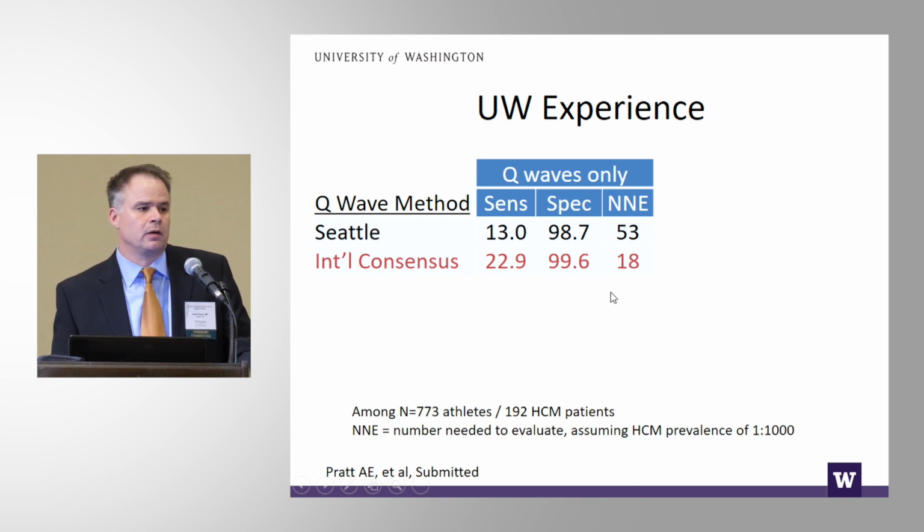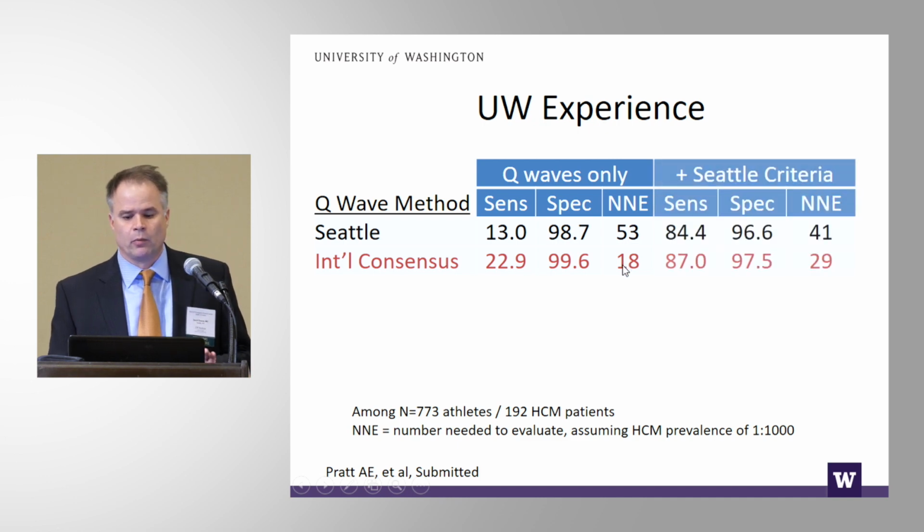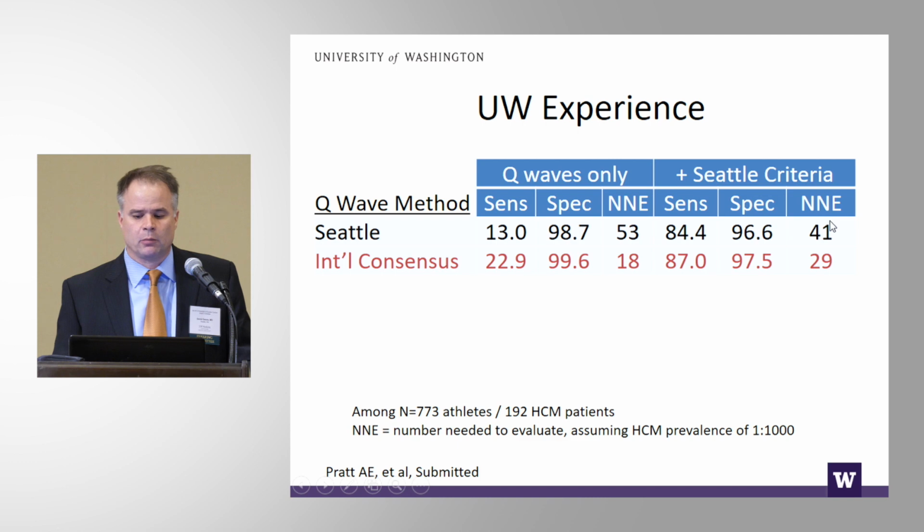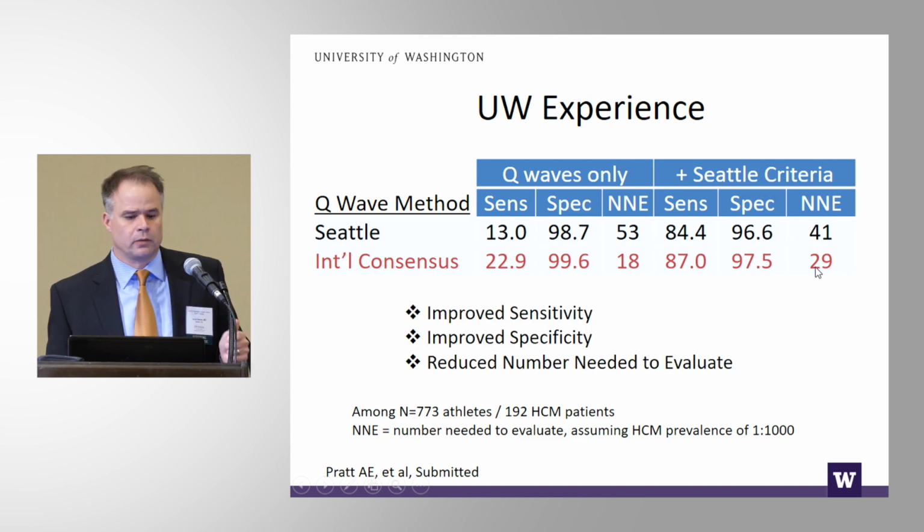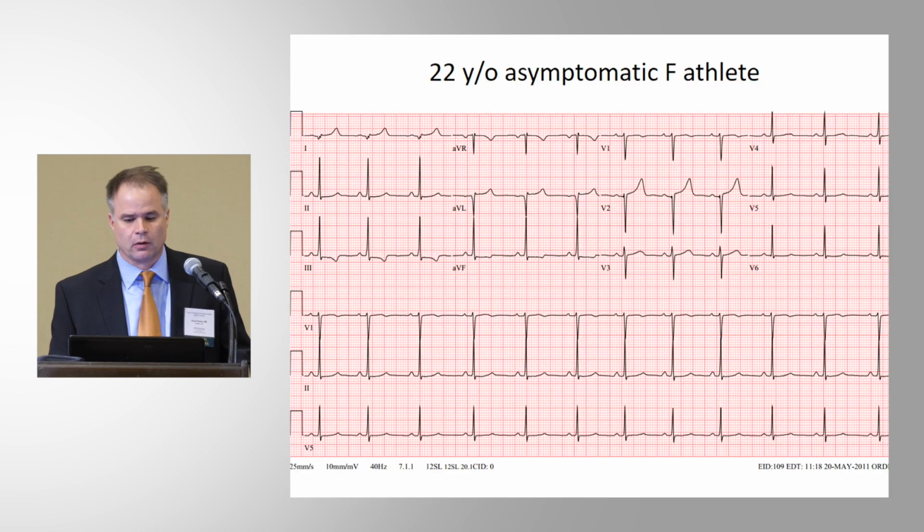But importantly, the number needed to evaluate, the number of abnormal ECGs that we're picking out and saying you need to be evaluated to detect one case of hypertrophic cardiomyopathy, goes from 53 to 18 just by making that one change. When we combine it with all the other Seattle criteria that are involved, we still see the same improvement, and the number needed to evaluate goes from 41 down to 29. So with this change, we're not only getting improved sensitivity, we're also getting improved specificity, and we're reducing the number of athletes that we need to evaluate to detect one case of hypertrophic cardiomyopathy.